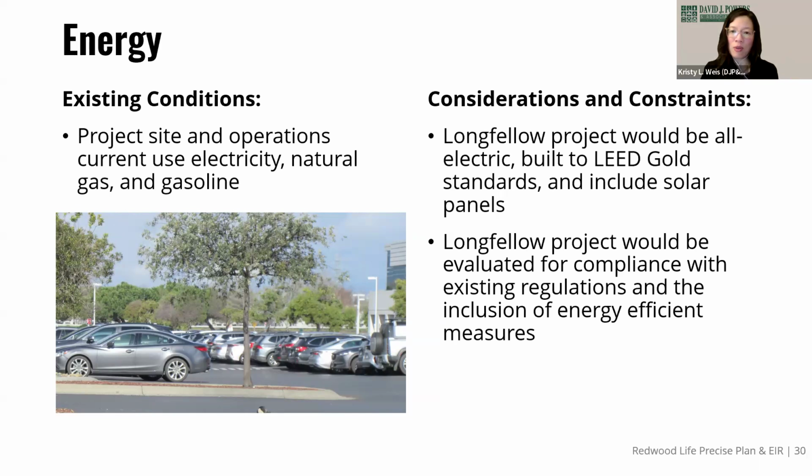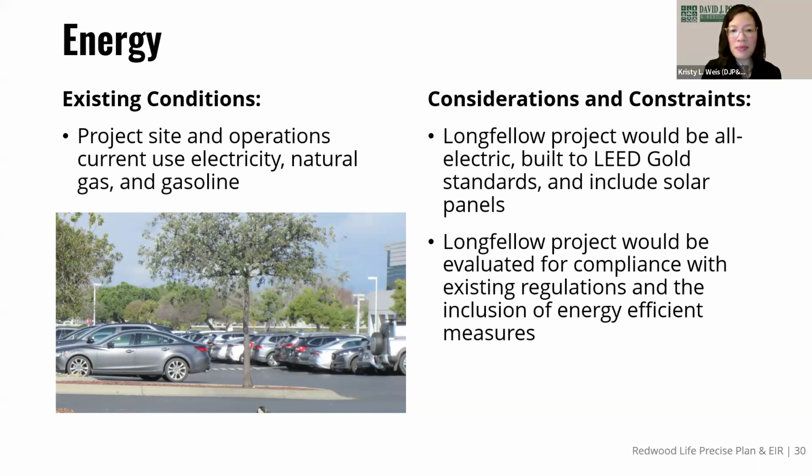The energy, primarily in the form of electricity, would be used for heating and cooling, lighting, appliances, electronics, and water heating, just like existing conditions. But based on current plans that we reviewed for Longfellow's project, the proposed buildings would be 100% electric. They would be built to LEED Gold standards and include solar panels on most of the buildings. Vehicles from employees and visitors would continue to consume gasoline as well. The proposed development on site would be evaluated for compliance with existing regulations, including Cal Green and Title 24.